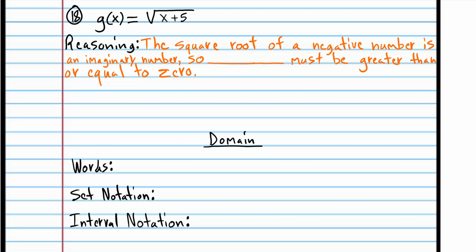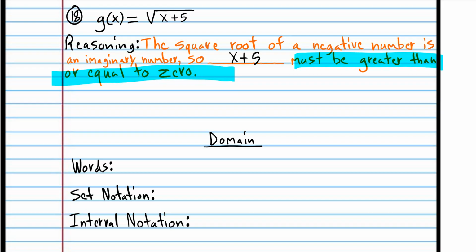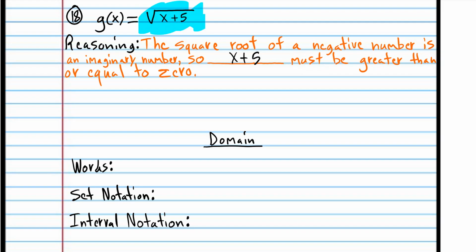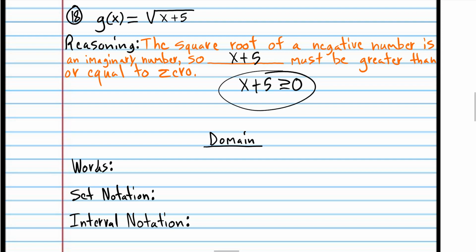But we know that the square root of a negative number is an imaginary. Remember, imaginary numbers cannot be inputs or outputs of functions. So what that means is that x plus 5 must be greater than or equal to 0. X plus 5 cannot be a negative number because then you have an imaginary output. Outputs are not allowed to be imaginary. So x plus 5 must be greater than or equal to 0. Again, you don't have to write this inequality, but it'll help you determine what the domain is going to be.